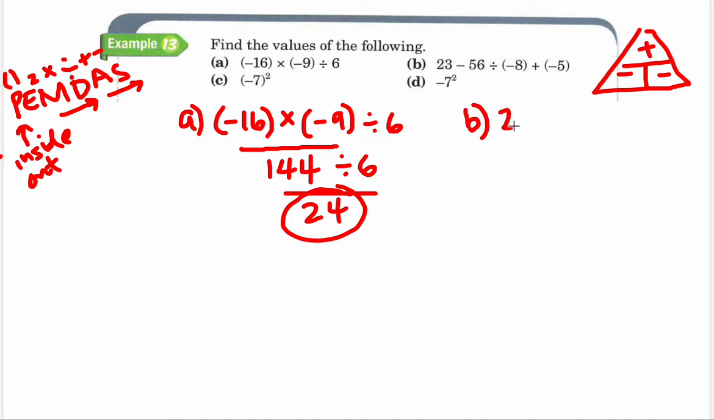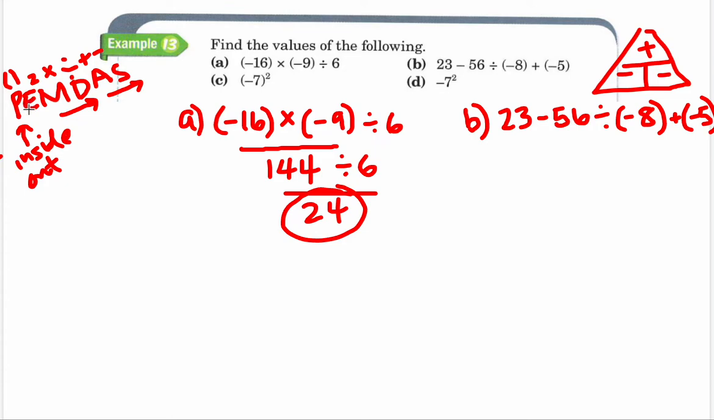B has 23 minus 56 divided by negative 8. They protected that in the parentheses, plus negative 5. Running out of room over there. So let's go ahead and go down our list. Parentheses, we have to solve whatever's inside first. Nothing to solve, it's just giving us a value.